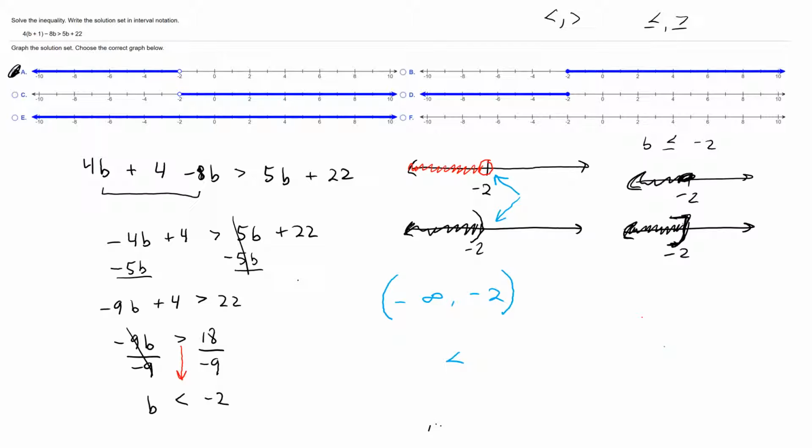Whenever it's this symbol or this symbol, less than or greater than, and no equal is present, then it'll always be a parenthesis on the interval notation. But if the inequality symbol does have an equals, then on the interval notation we would place a bracket next to the number. And again, infinity always gets a parenthesis no matter what.